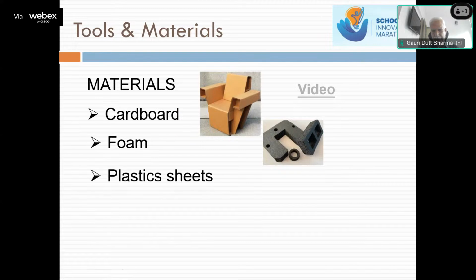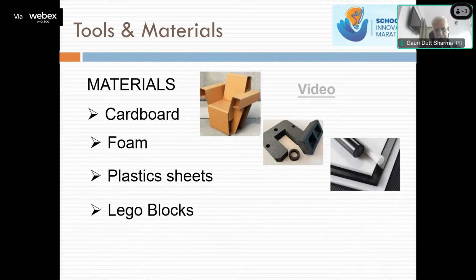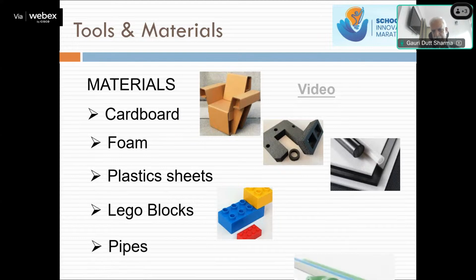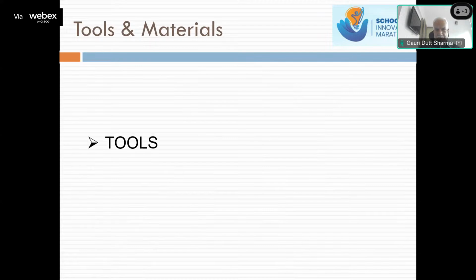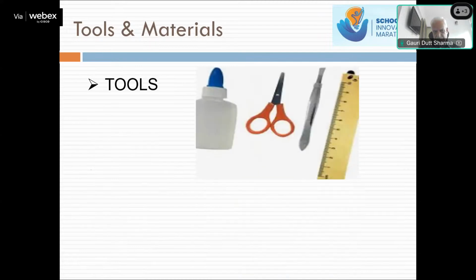There are plastic sheets available in the market in various colors, and transparent sheets are also available depending on your requirement. There are also Lego blocks. So you can also build using Lego blocks. These are in plastics and they are also available in various colors. There are also pipes available. In many of our inventions, we need some cylindrical objects or round objects. We can use these pipes also. So we had the materials.